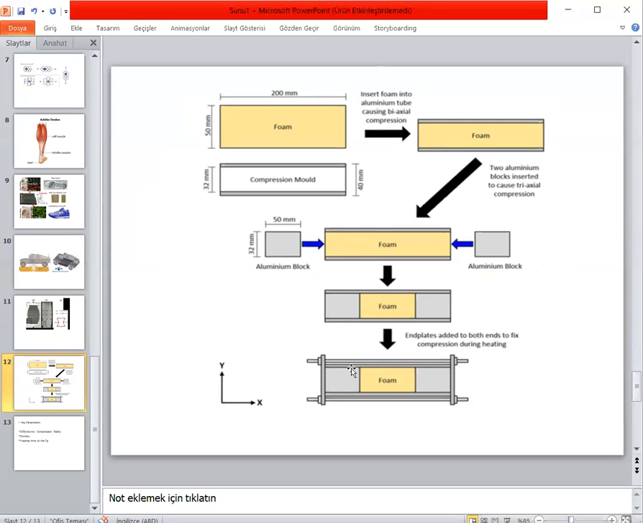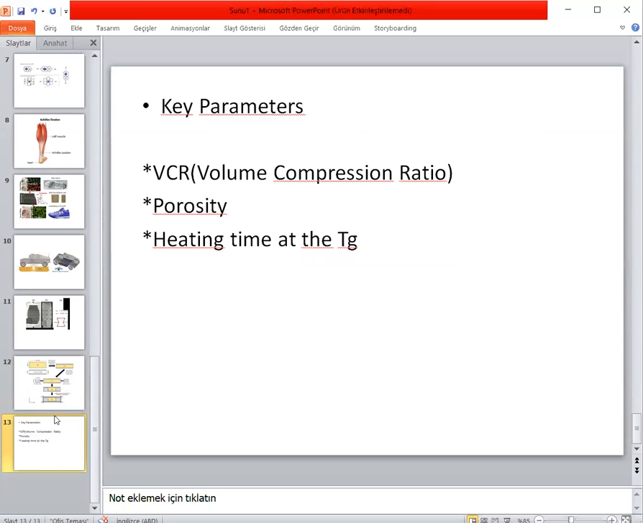This is a production method. This is a foam, and we are putting this foam in a compression mold. We are also putting two aluminum blocks and compressing it. What is the important point in this manufacturing process? There are three important parameters actually.